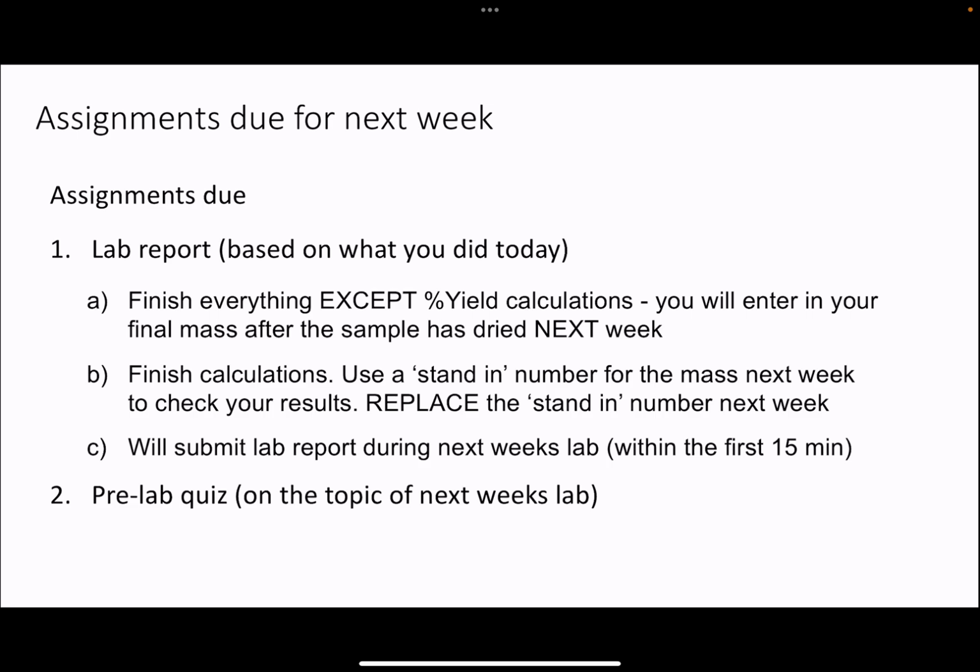For next week, what I want to say is that you should be able to finish everything in this lab ready to turn in for next week, except for the percent yield calculations. Make sure that you have everything ready to go so that when we come into lab, we weigh our product and then plug that number into our percent yield calculation in Excel and in our Word document. That way we can just plug that number in and submit the lab within the first 15 minutes. I don't want to take too long next week at the beginning of lab. So you won't be able to submit it before, but just come prepared.